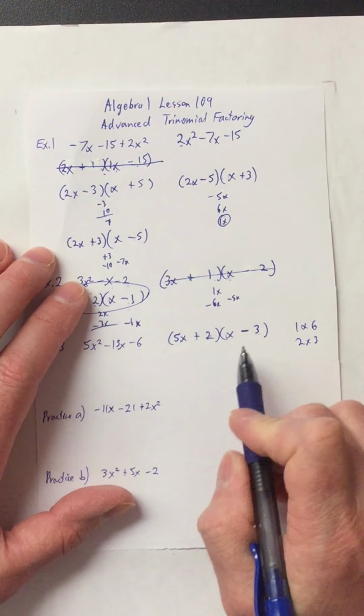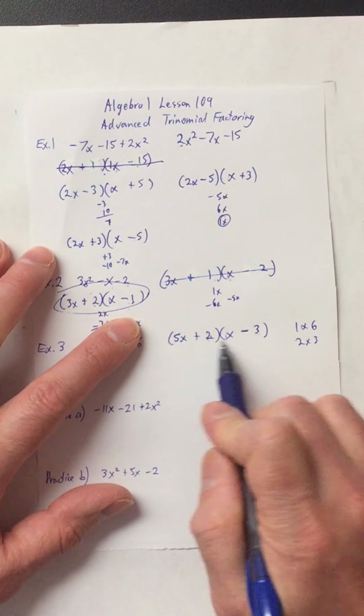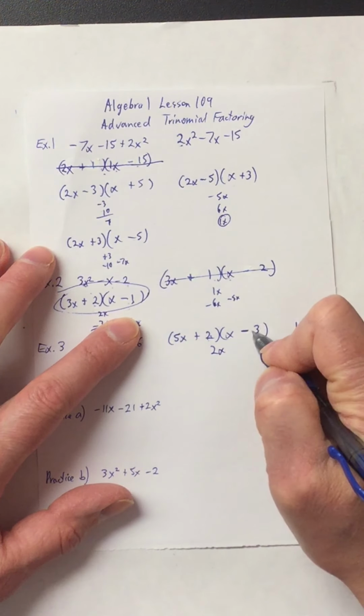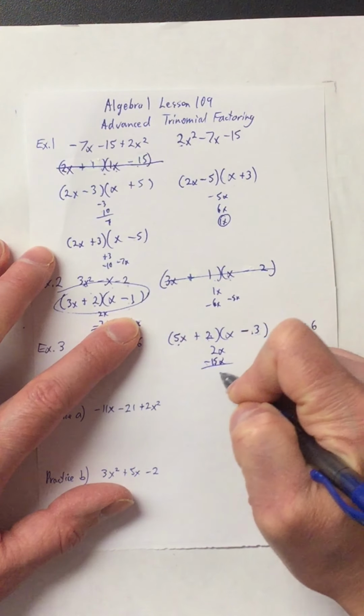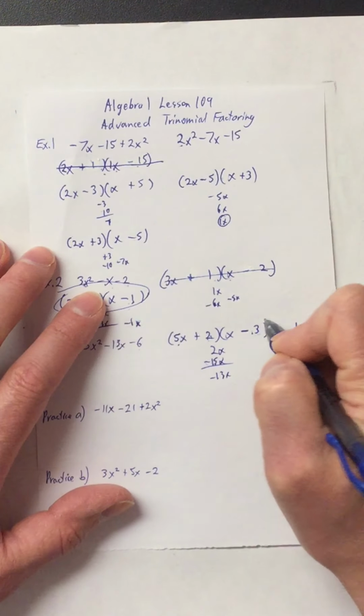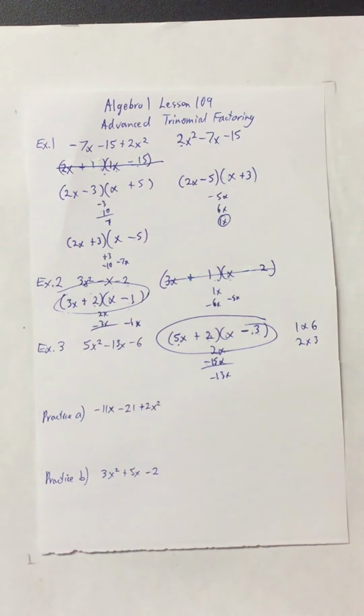That works for my negative 6. That works for my first term. 2 times x is 2x. The negative 3 times the 5x is negative 15x. Add those together and I get negative 13x. So this is my correct answer. All right, go ahead and work through the practice problems yourself, and then check your work with my work.